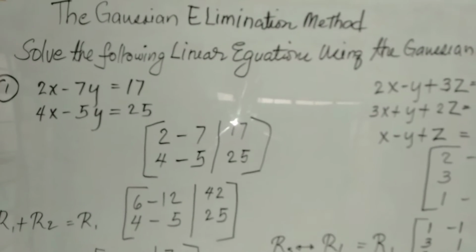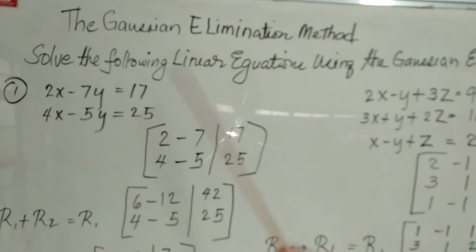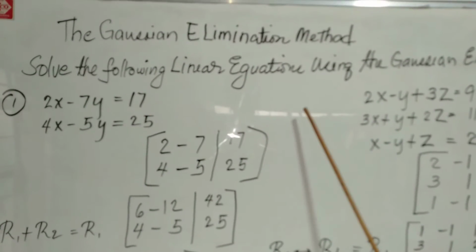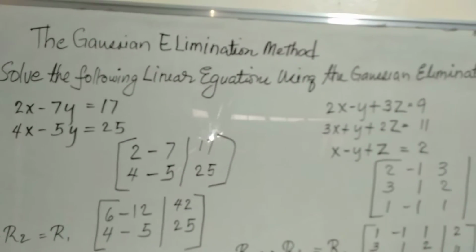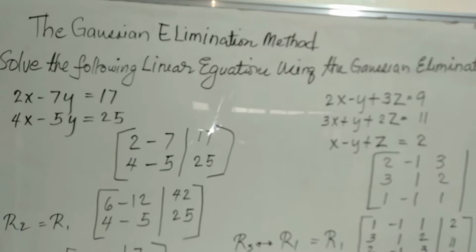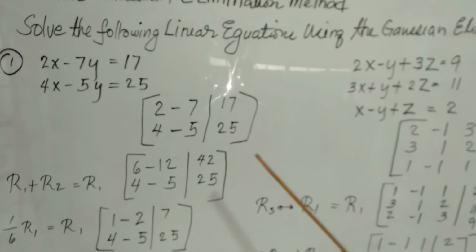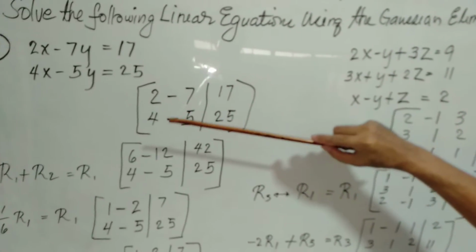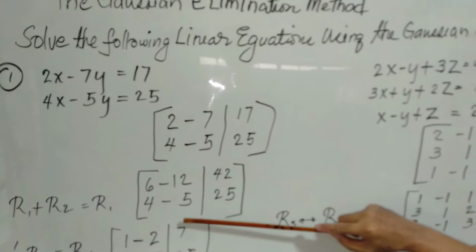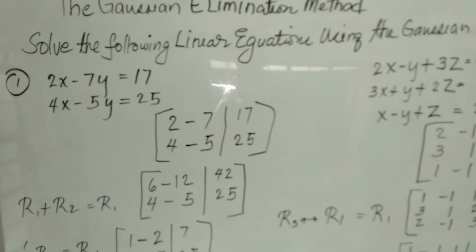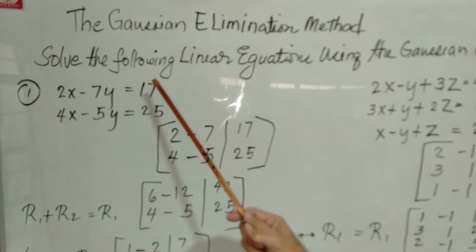Hi, good morning. Today's topic is about the Gaussian elimination method, and we're going to use this method in solving linear equations. We have two samples here, two variable equations and three variable equations. In solving this, always remember that the goal is to have the coefficients on the last row have a 0 or 1 as a coefficient.